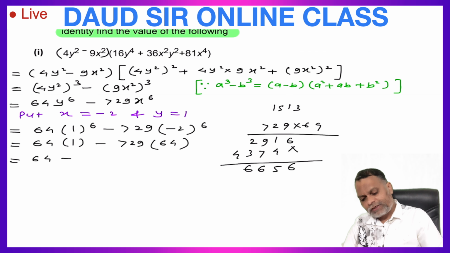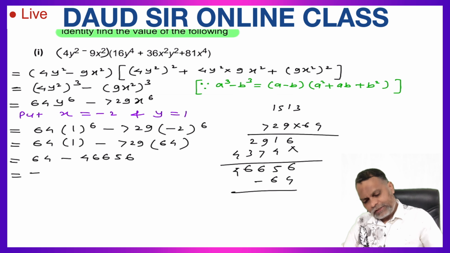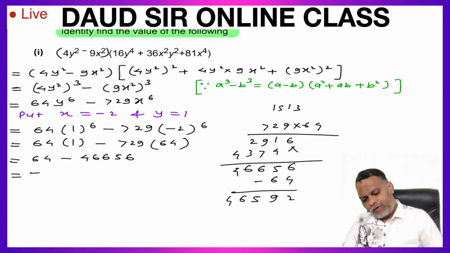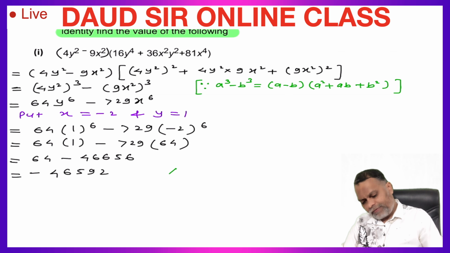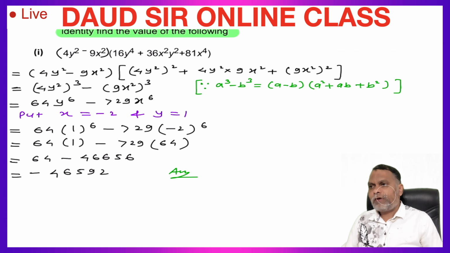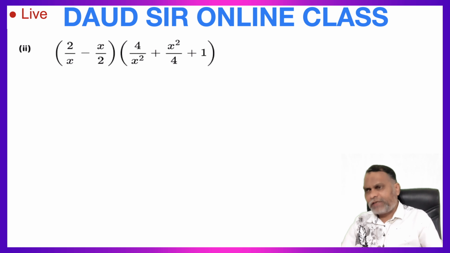2 plus 3 5 1 6. 4 4 6 6 5 6. 4 6 6 5 6, and subtract the 64 from this. So minus, this is 64 minus 6 minus 4 2, borrow 1. 15 minus 6 9, this is 5 6 4, minus 4 6 5 9 2. So this is the required value of given, minus 46,592.